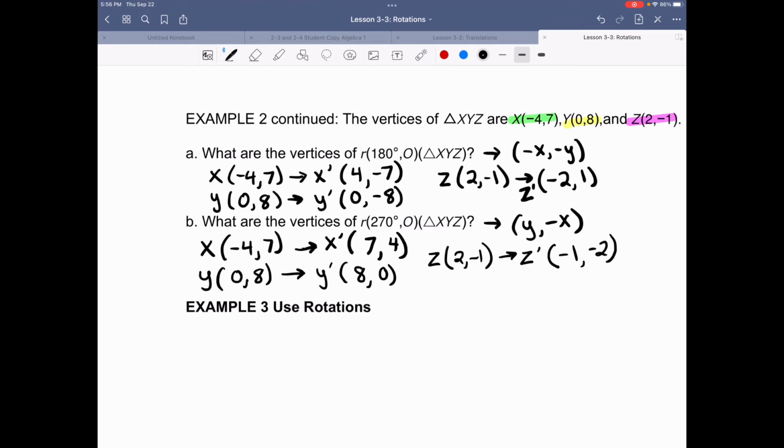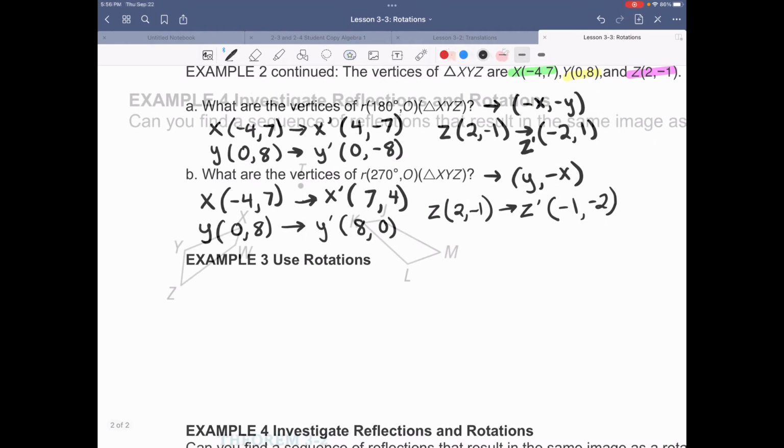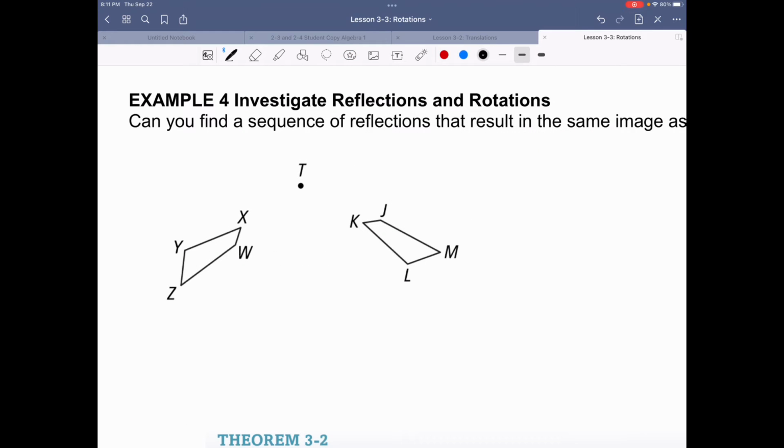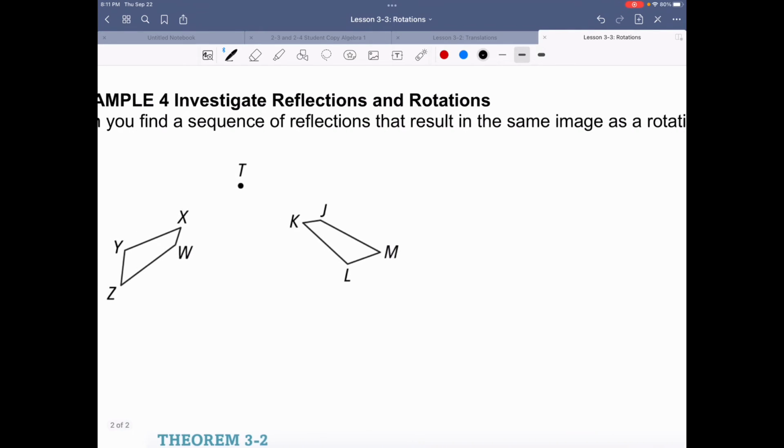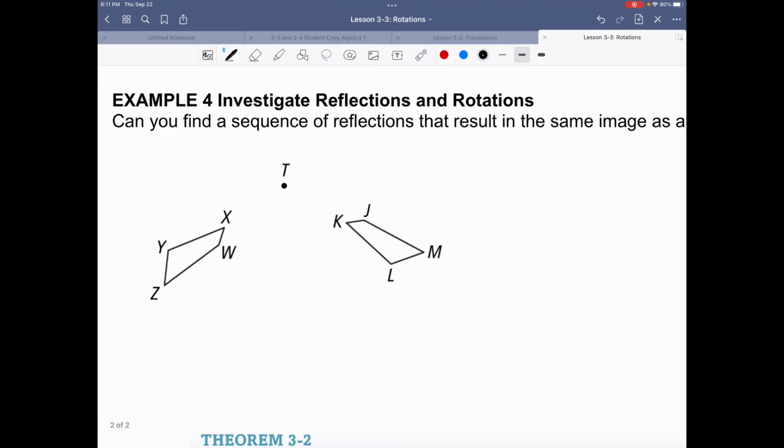All right. Example 3, using rotations. For example 4, we are asked to investigate reflections and rotations. Can you find a sequence of reflections that result in the same image as a rotation? So we are going to reflect over a line from the point T. So I'm going to draw a line of reflection that goes through point T. I'm going to do that again a little bit better. So we're starting at T, and I'm making a line of reflection. So just a straight line from T.